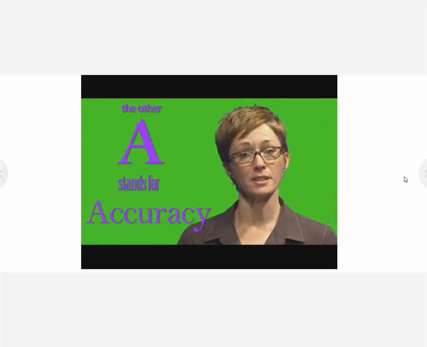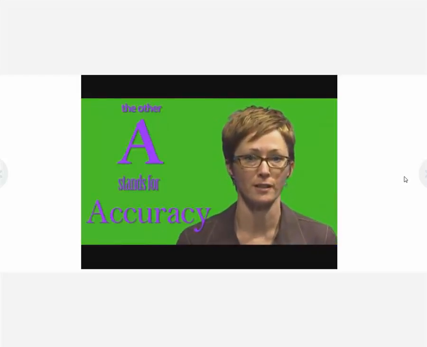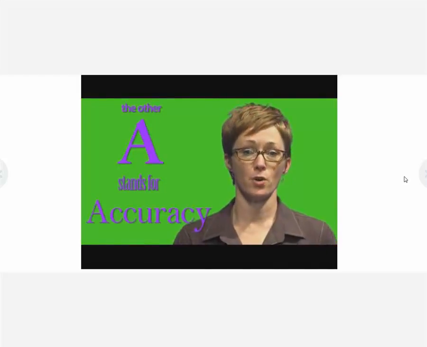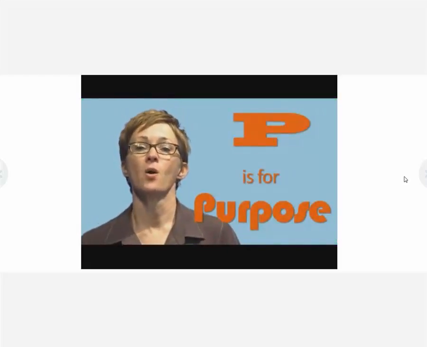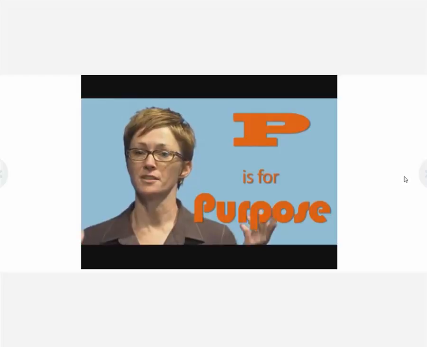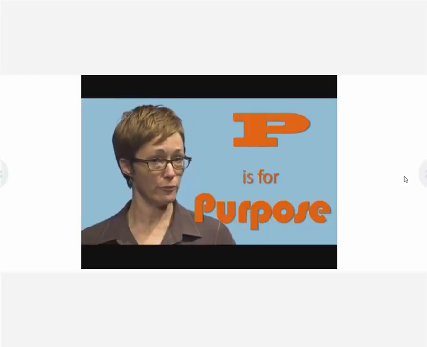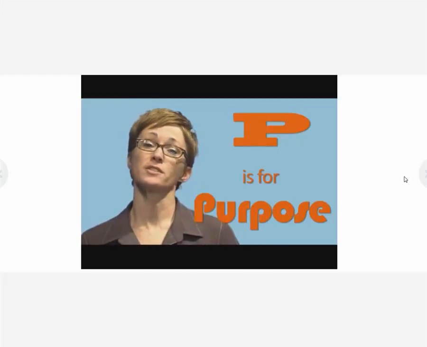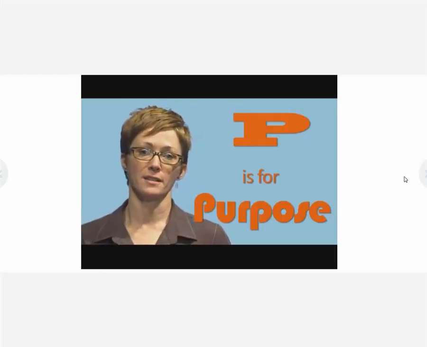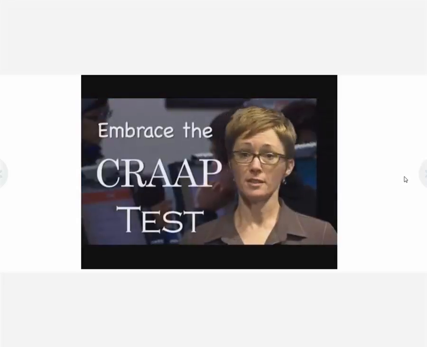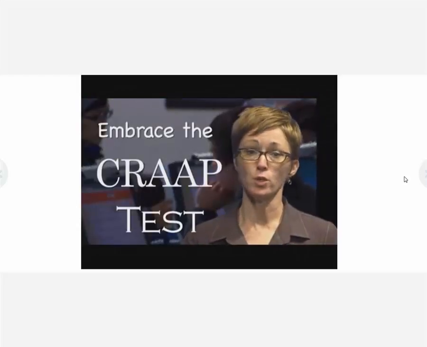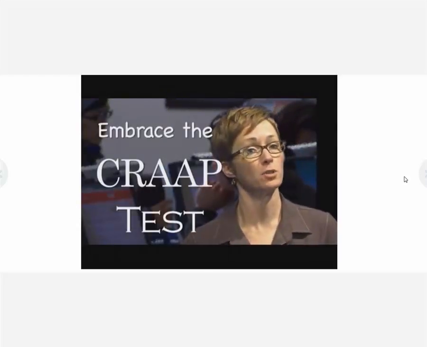A, accuracy. Is the information correct? Can you verify the info in another source? P, for purpose. Why is the information out there? Is it to persuade, to inform, educate, or sell something? Look for bias in how the information is presented. Using this simple CRAP test can help you determine if a website is credible or not.